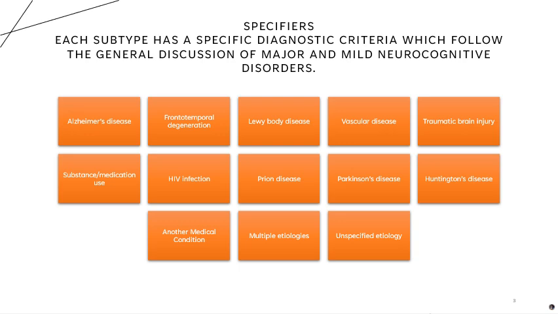In some cases, a diagnosis of major or mild neurocognitive disorder depends on the presence of a known medical condition causing cognitive decline, as with the following etiologies: vascular disease, TBI, substance abuse, medication use, HIV infection, prion disease, Parkinson's disease, and Huntington's disease. For other neurodegenerative etiologies, including Alzheimer's disease, frontotemporal lobar degeneration, and Lewy body disease, major or mild neurocognitive disorders are primarily diagnosed based on the presence of cognitive, behavioral, and functional symptoms.